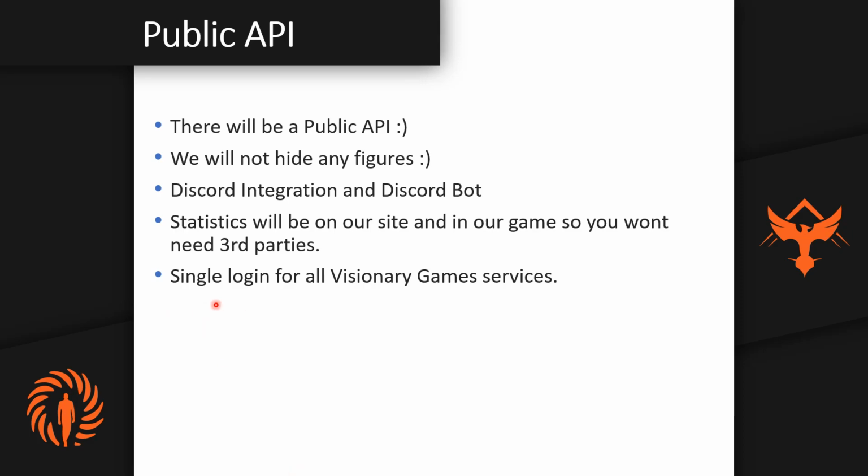Okay, what else we got? A single login for all Visionary game services. So again, we're talking about multiple devices, multiple websites, the website, the launcher, the same login for the lot. So this all goes through the same system, so you can log into a mobile app later on. One of the things I like about the mobile app, this is not a promise, just an idea, but something I'd like to do. It's something that we can do with the API. But that's the one nice thing I want to point out, which is the public API.